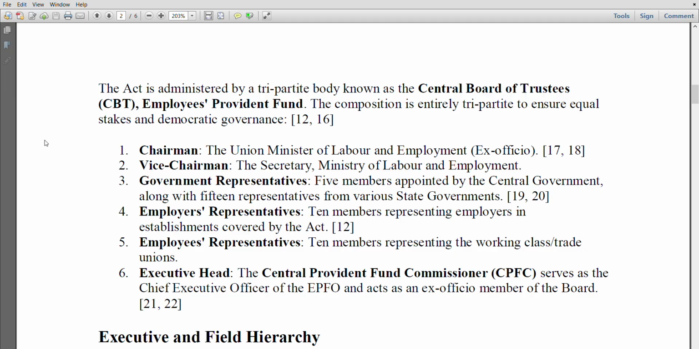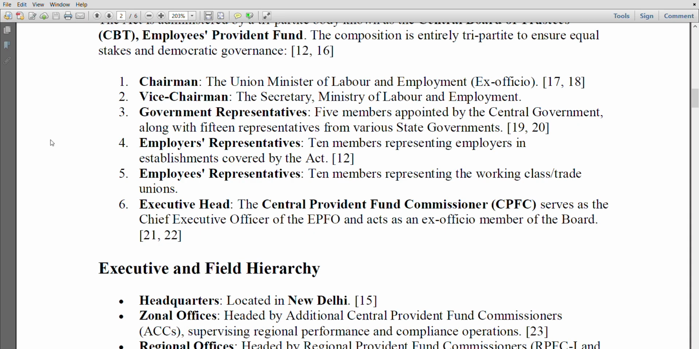Fourth is employers' representatives, 10 members representing employers in establishments covered by the Act. Employees' representatives are 10 members representing the working class and trade unions. Sixth is executive head. The Central Provident Fund Commissioner, CPFC, serves as the Chief Executive Officer of the EPFO and acts as an ex officio member of the board.